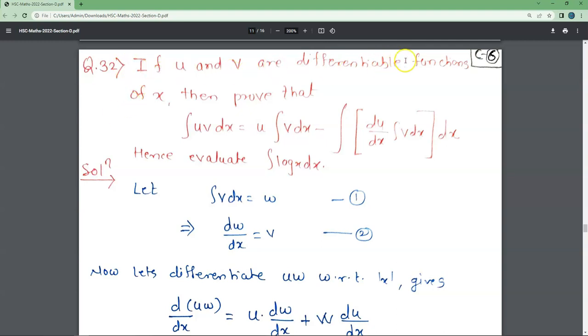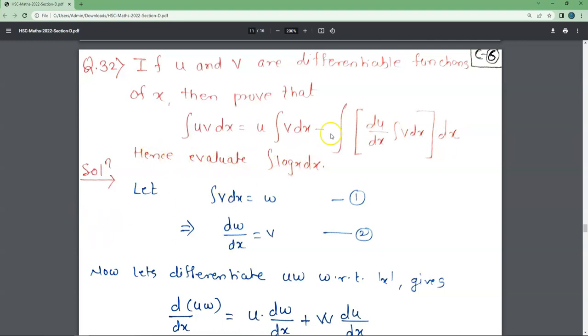If u and v are differentiable functions of x, then prove that integration of uv dx is u integration of v dx minus integration of du by dx integration of v dx into dx. हा multiplication चा rule आहे integration चा. काय आहे तो? u into v जर असेल तर u असाच्या असा, v चे integration minus मोठं integration, u चा derivative घ्यायचा, परत v चे integration घ्यायचं, आणि हे जर पूर्ण आहे त्याचं एक integration काढायचं अजून. Okay, remember. Hence evaluate integration of log x dx.